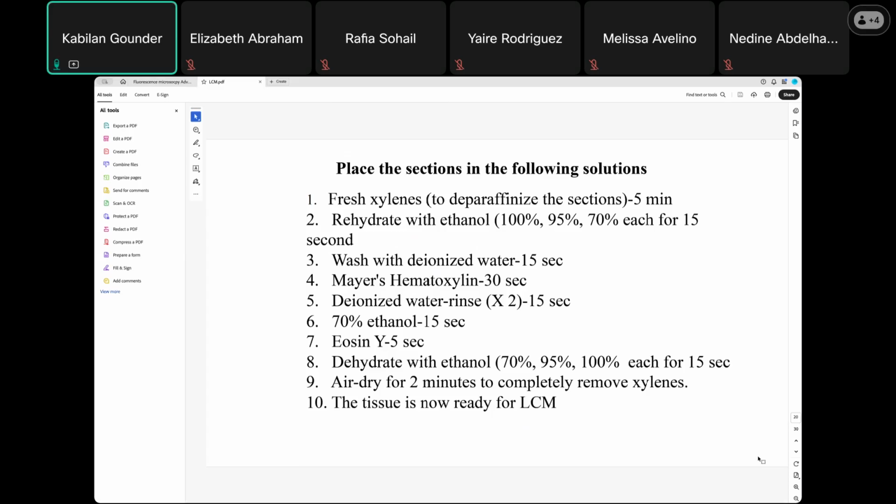So now, as I discussed, you deparaffinize, stain, and again rehydrate, and then air dry, and then let them go for the laser capture microdissection technique, that is to isolate single cells or homogeneous cells from a heterogeneous mass of tissue samples.